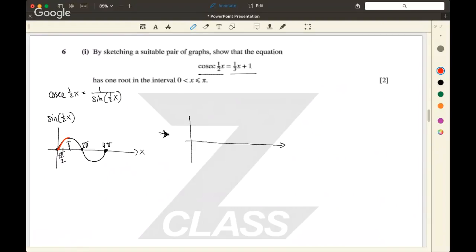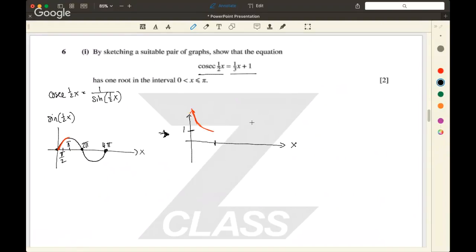So that will look like at x equal to 0, the cosec diverges because sine goes to 0, so you're dividing by 0, so you just go up to infinity. Then you come down, and then when the sine is equal to 1, then the cosec is also equal to 1 because 1 divided by 1 is also 1. So at x equal to pi, the cosec of 1/2 x is equal to 1.